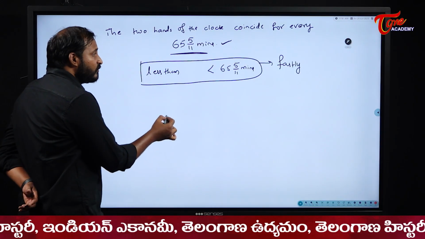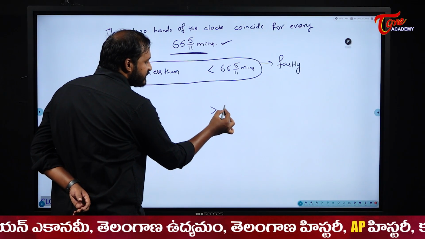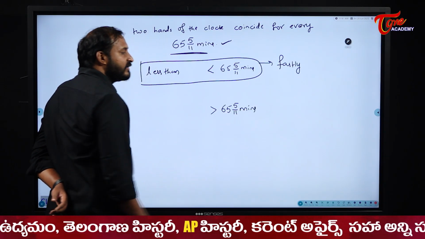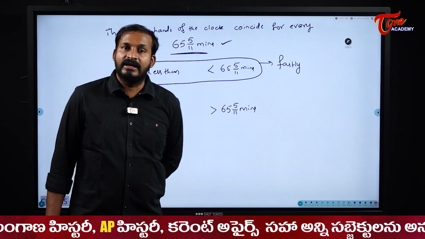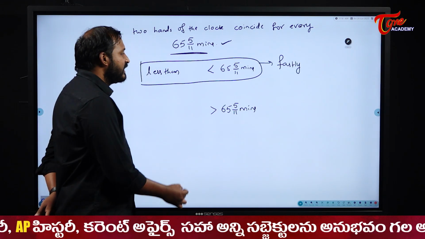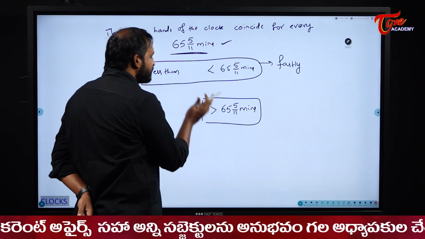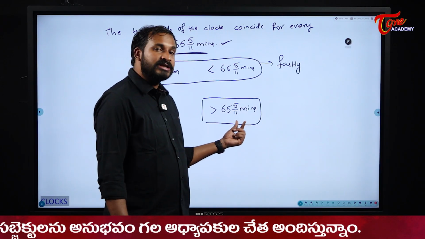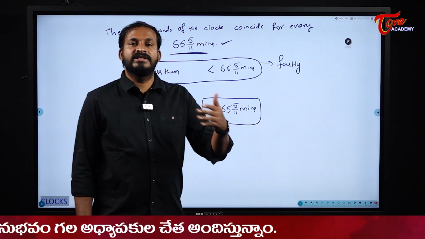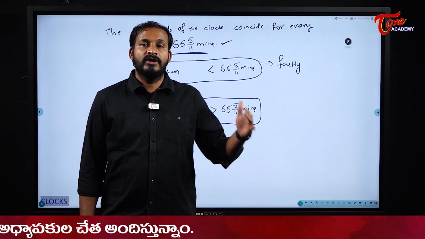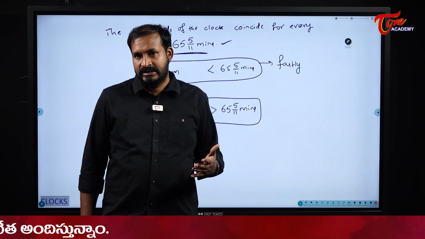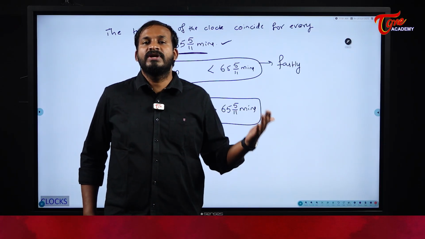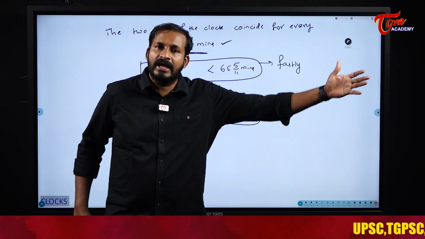Now, if the two hands are coinciding in a time greater than 65 5 by 11 minutes, tell me what is the nature of this clock, whether this is a fast moving one or a slow moving one. See, you should reach a destination in 2 hours. Now you are taking 2 hours 10 minutes. Tell me what happened to your speed, whether you reduced your speed or increased your speed. Obviously you reduced your speed, because of that reason the time duration increased.